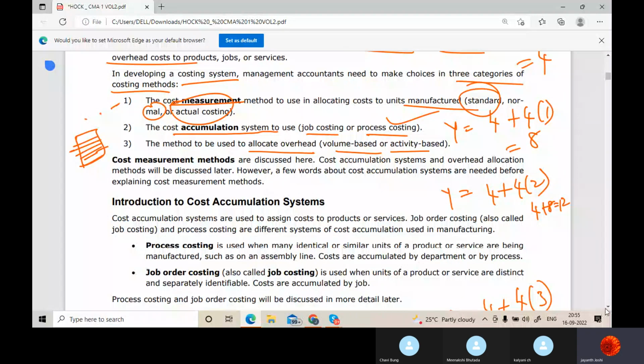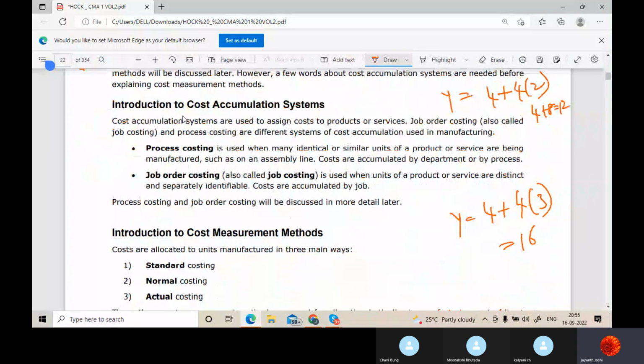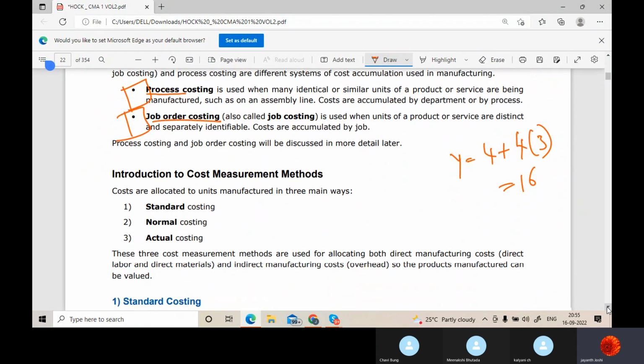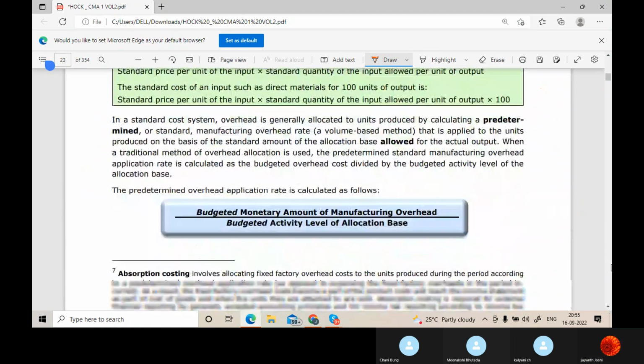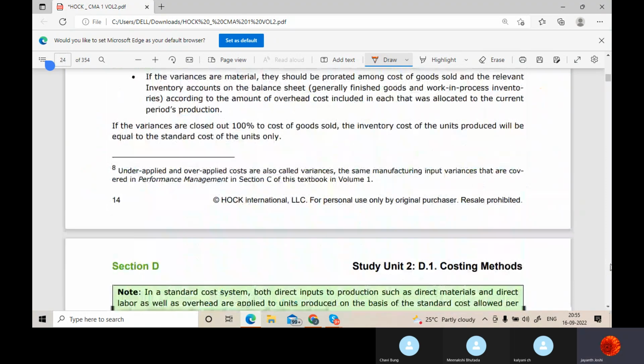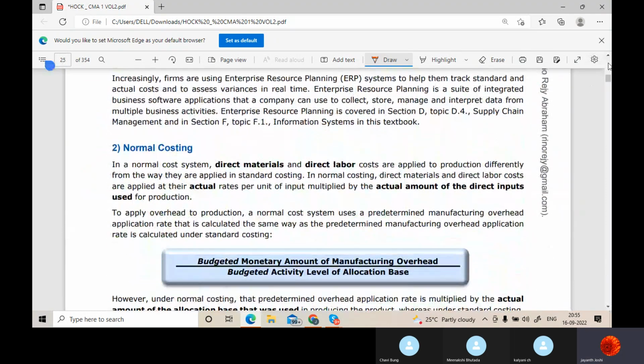So we are now discussing the cost accumulation systems. Cost accumulation system is nothing but, I'm speaking about process costing. You know what is the difference between process costing and job costing? Any clue, any idea? Hello. Can anyone tell me what is job costing?